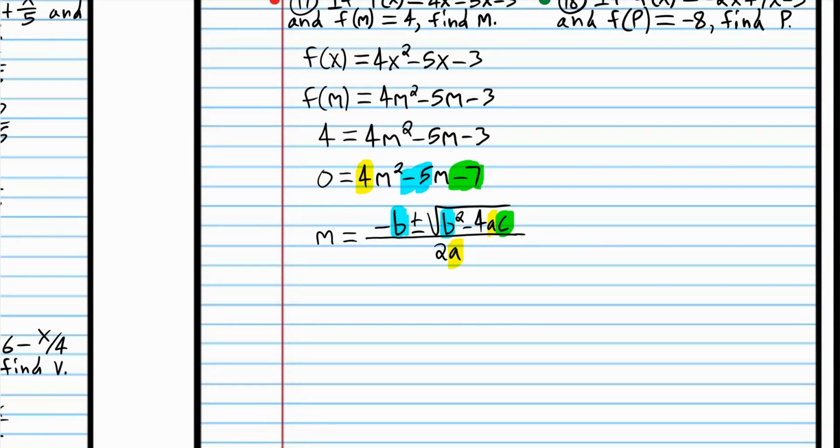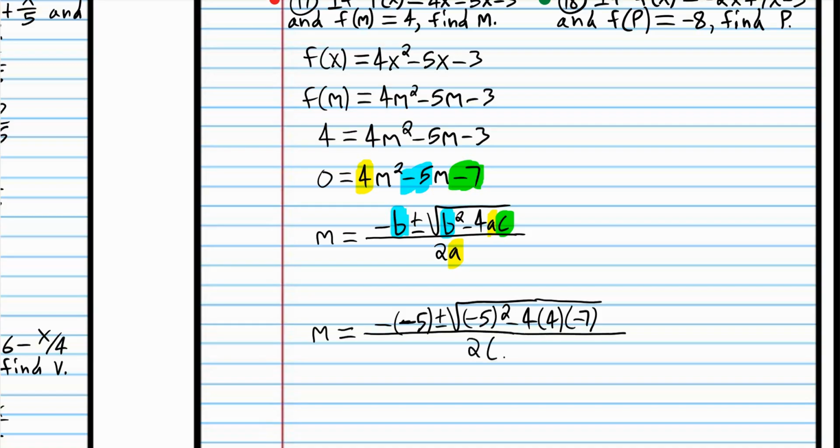So let's plug in the numbers. So we have a double negative, and then we're going to square a negative. Whenever you square a negative, you have to use parentheses. If you don't use parentheses, then it's going to be wrong. And then a is 4.